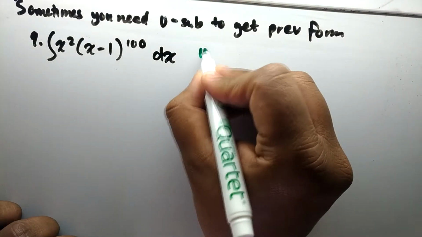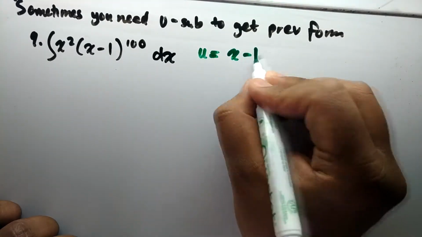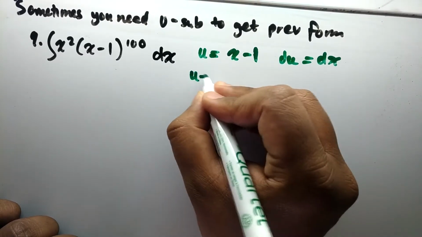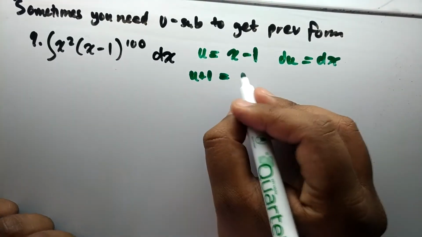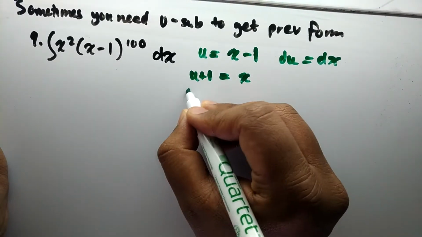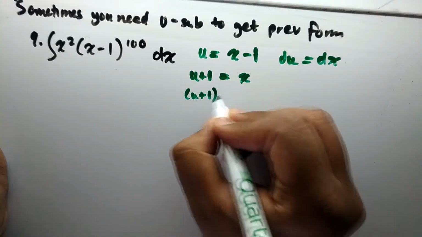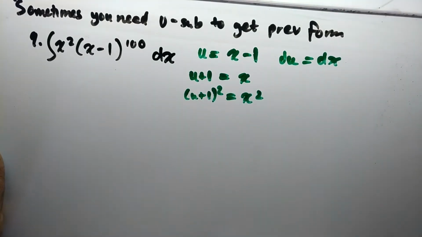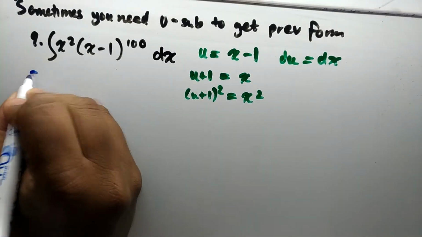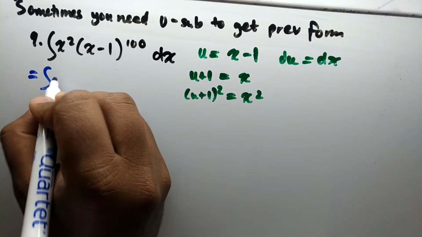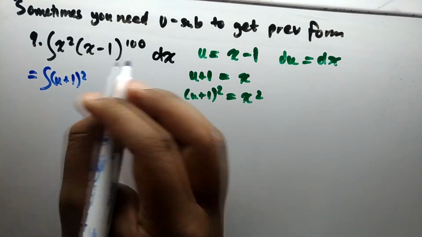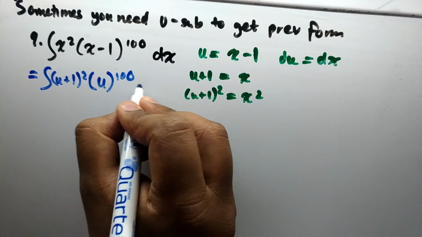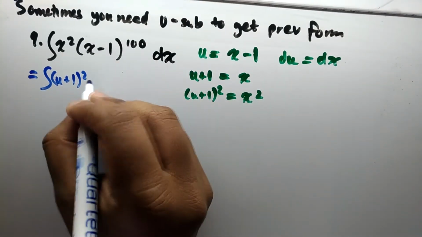So this problem is pretty similar to the previous one. We can just let u equal x minus 1, and then we can rearrange to find what x is. So we have to add 1 this time, and once again we're looking for x squared, and it's just going to be u plus 1 squared. We can plug that back into our original integral, and our original integral is going to look like u plus 1 squared times u to the 100, and we actually don't need brackets. We can just erase those if we want.